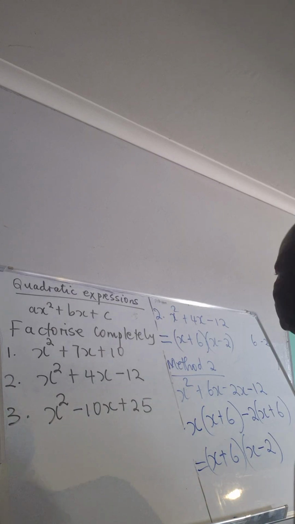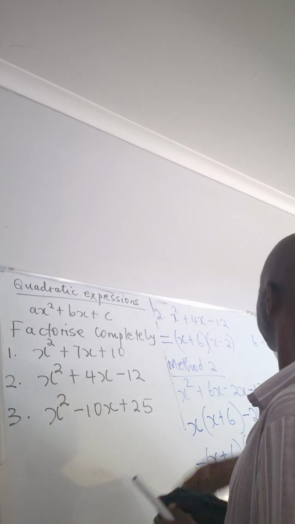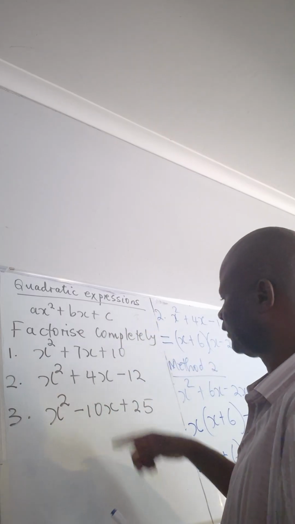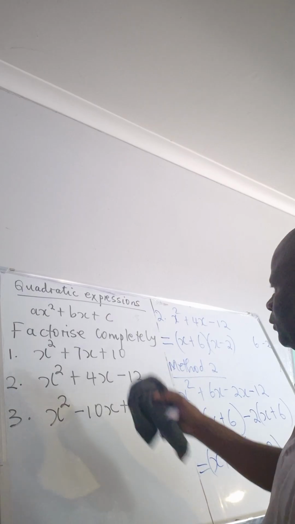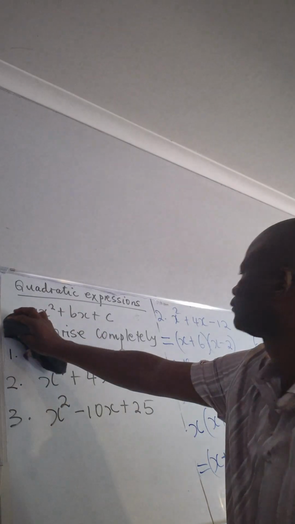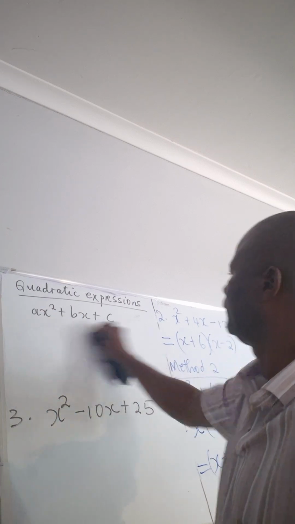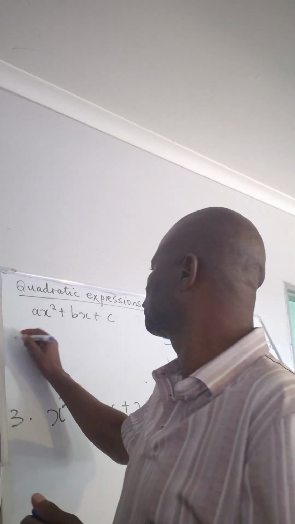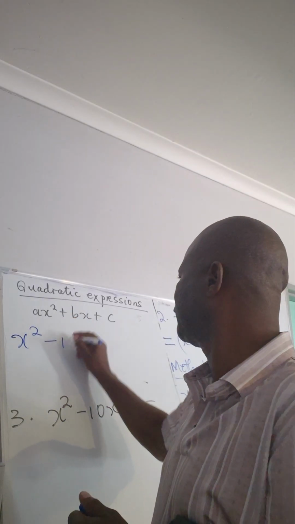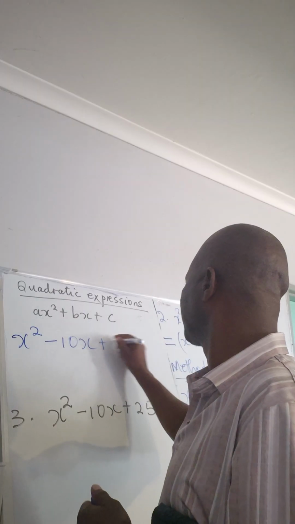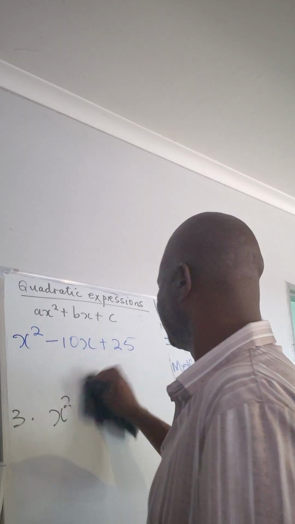Right, the last one that I will do, it has a positive constant and a negative in the middle term. So let me do it this side. Right, it's x squared minus 10x plus 25. Factorize completely.